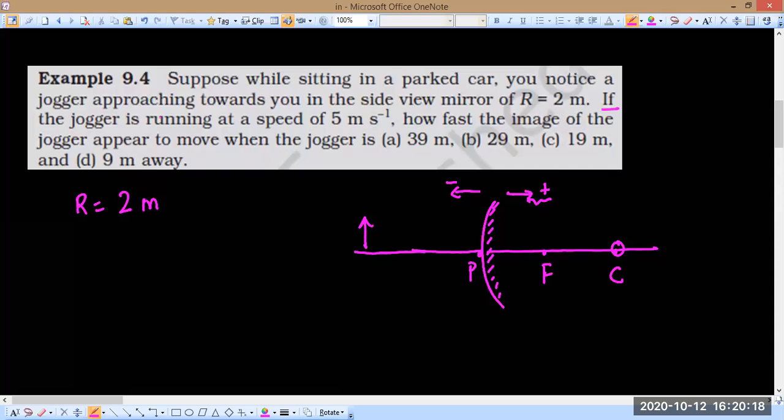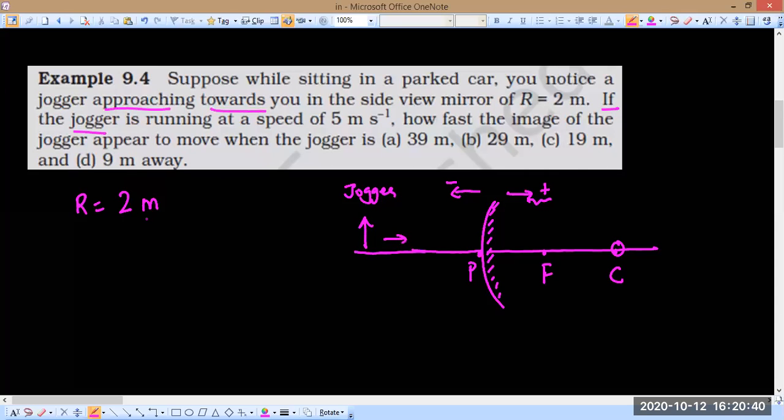And now the jogger is approaching towards you. Obviously the mirror is inside the car and you are also there, so this is the jogger. I didn't know that arrows also want to get fit, so they are jogging now these days, right? Humans like me are not jogging, but arrows are jogging.